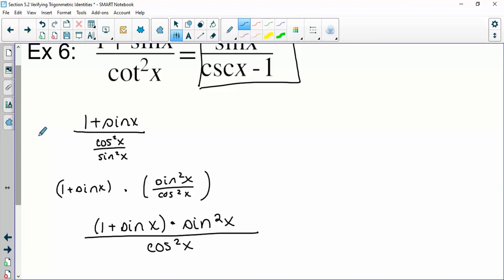Any idea? Can we distribute one sine? We could. Wait, no, wait, never mind. I thought that I read that wrong. Never mind.